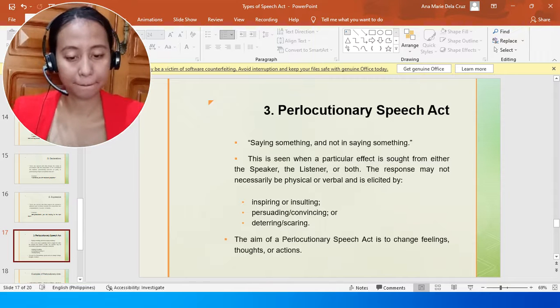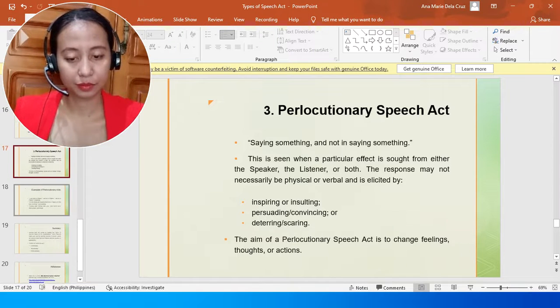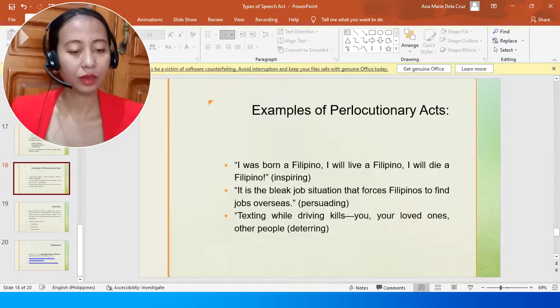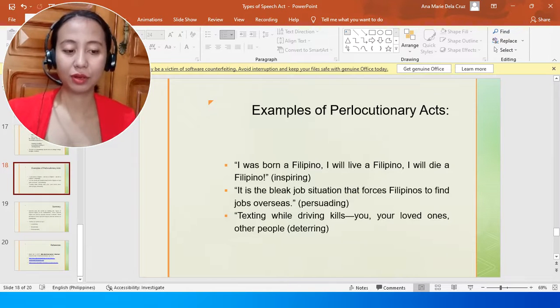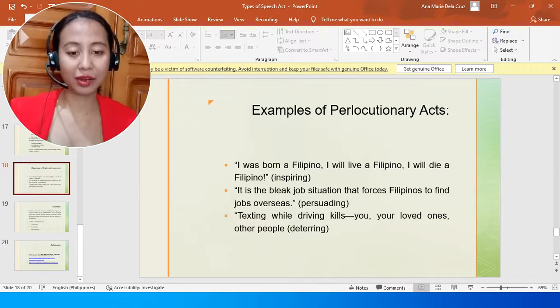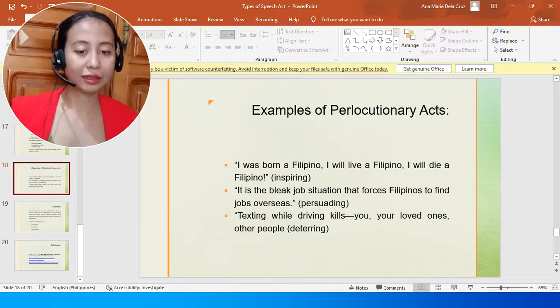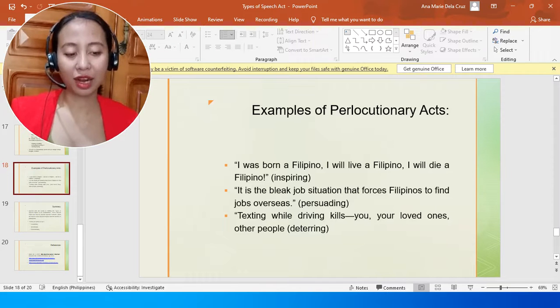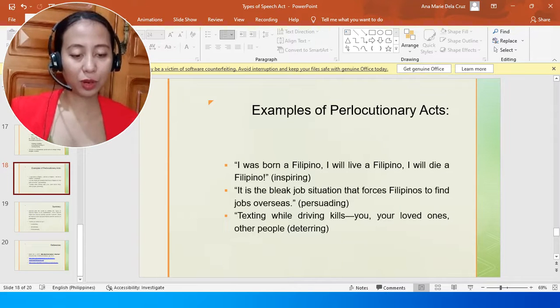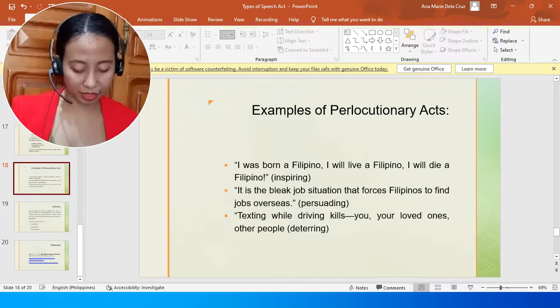Examples. "I was born a Filipino. I will live a Filipino. I will die a Filipino." That is inspiring. That could change the state of mind of the hearer. Next is, "It is a bleak job situation that forces Filipinos to find jobs overseas." You are persuading your hearer. And lastly, "Texting while driving kills you, your loved ones, and other people." You are deterring.